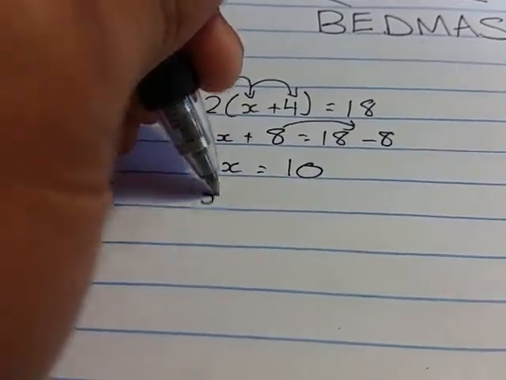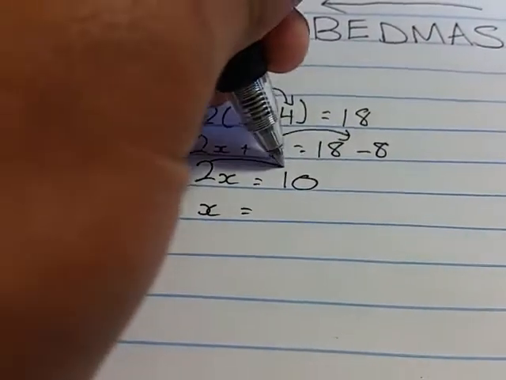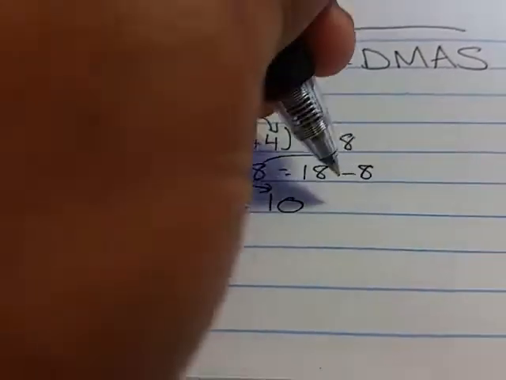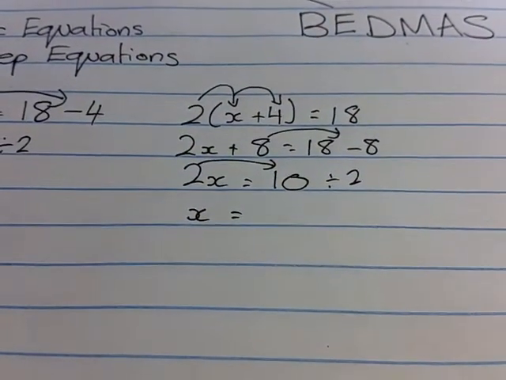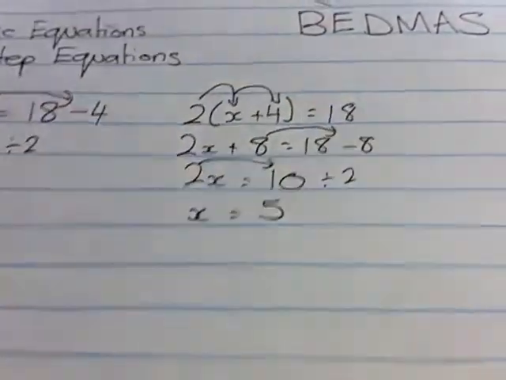And then move the 2 over. Multiplication by 2 on one side becomes division by 2 on the other side. X equals 10 divided by 2, which is 5.